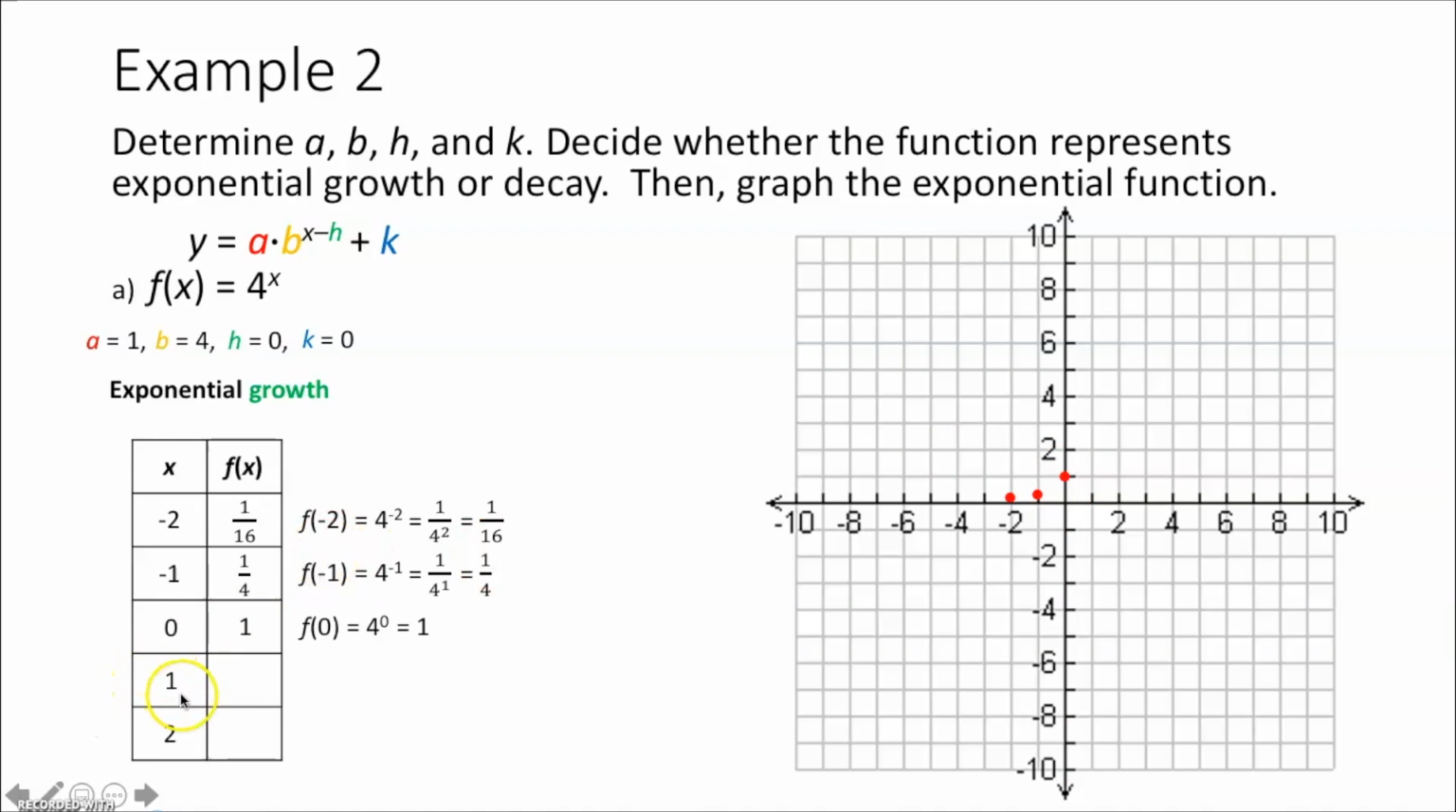And then 1 we plug into the function. If we were to plug that in, 4 to the first power is just going to be 4. So that y value that corresponds with 1 is going to be 4. So we go over the point 1, 4, and we put a point.